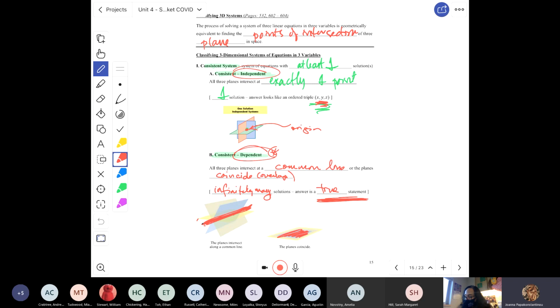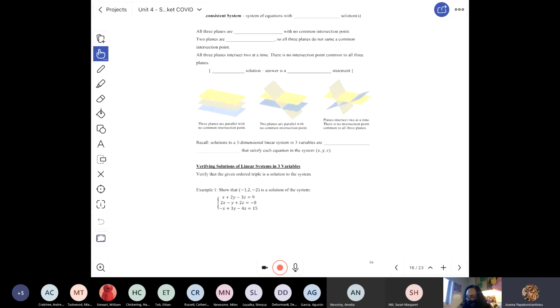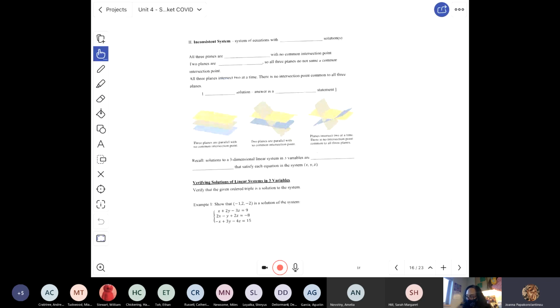Now, in addition to it being classified as a consistent system, we could also use the term inconsistent to describe a system. And an inconsistent system has how many solutions?